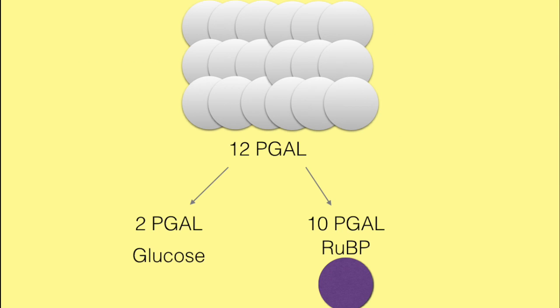The 12 PGAL are going to be divided into 2. 10 PGAL are going to be regenerated into RuBP, and the other 2 are going to form the glucose, or just the carbohydrates that are used by the plant.